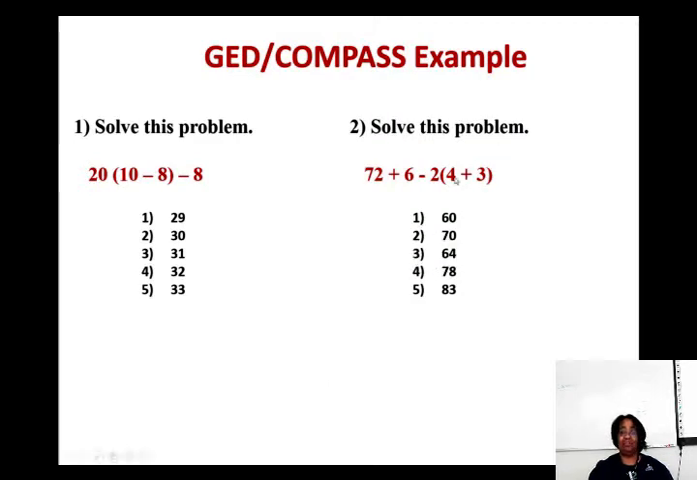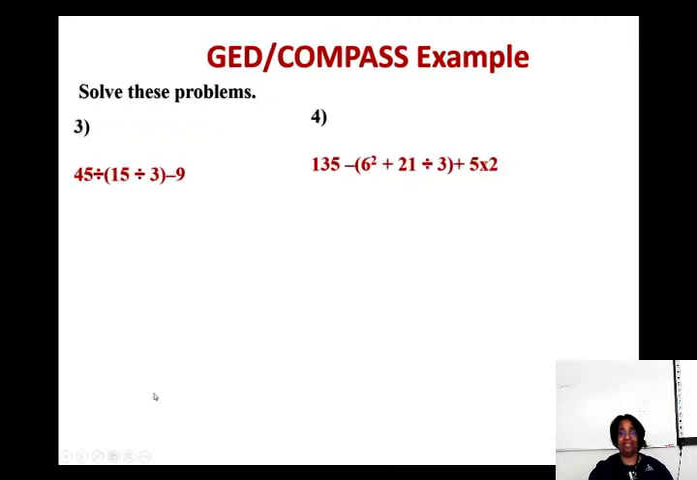You had to do 4 plus 3 is 7. Then you multiply that by 2: 7 times 2 is 14. So 72 plus 6 is 78, minus 14 is 64. Okay? Let's try another one. Another set. Now this one has more parentheses. Tell me what the right answer is for number 3.